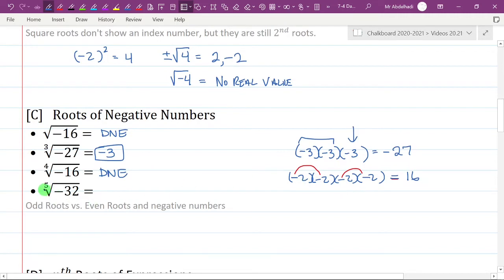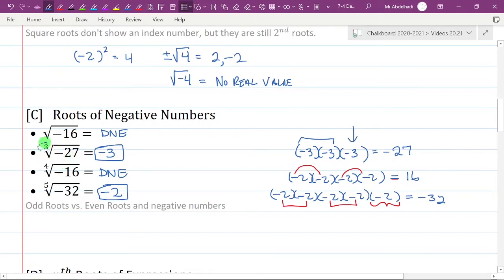On the other hand, the fifth root of 32 has 5 negatives, right? It's just like this, except there's 5 of them. These 2 will pair up and cancel out. These 2 will pair up and cancel out. But you have the odd man out here, which means you will have a negative 32. So this is negative 2 right here. You can do it.